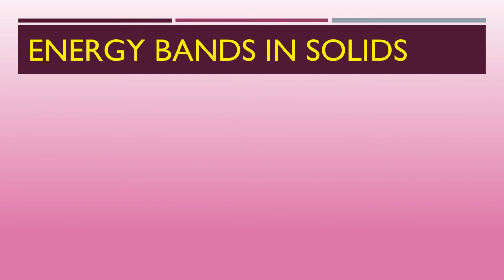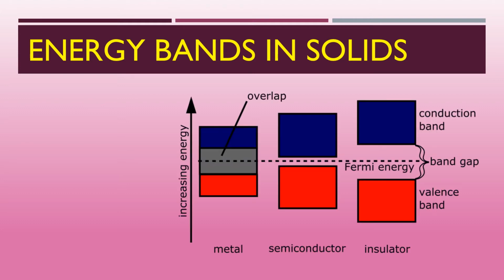Now students, you can see on your screen the figure of energy bands in solids. In the figure you can see there are two bands present, which are known as conduction band and valence band, and in between conduction and valence band there is a forbidden energy level.